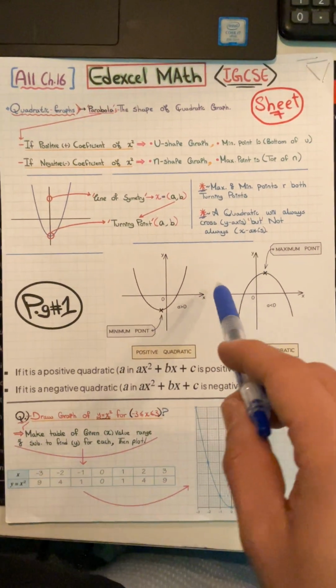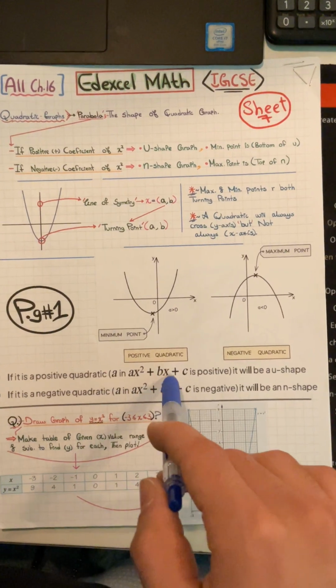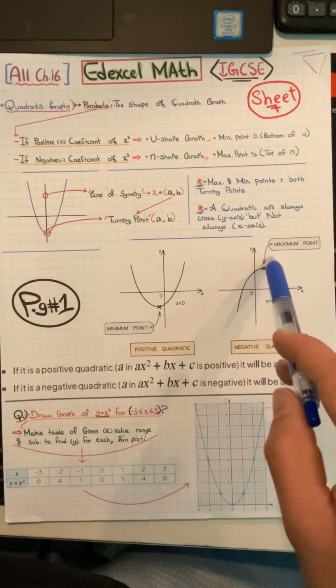Okay? So again, if there's a positive coefficient in the equation ax squared plus bx plus c, it will be u-shaped. If it is a negative coefficient, it is going to be an n-shape.